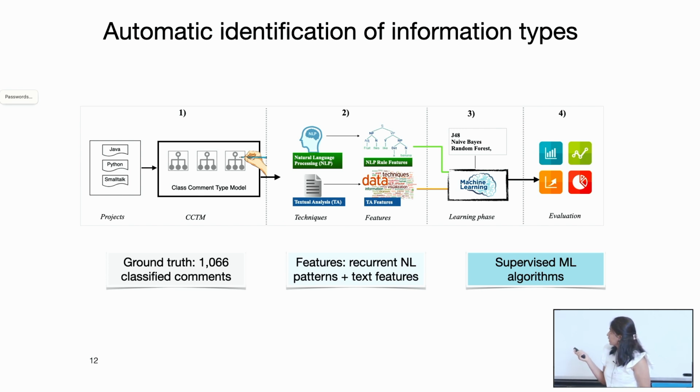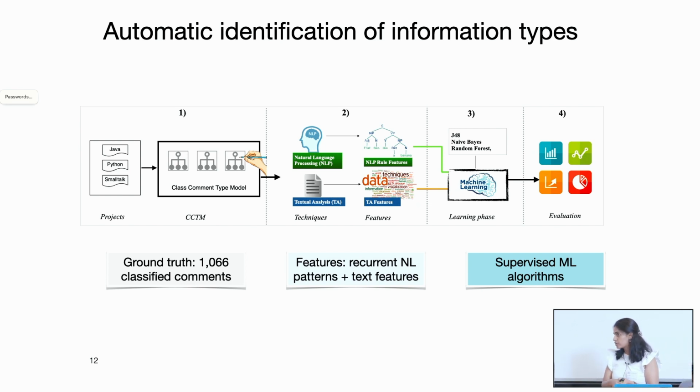We basically manually classified comments from all three systems. We prepared a taxonomy of the information types found. Then, based on this ground truth, we used some natural language processing techniques to extract features. Let's say if we want to identify a warning, how can we identify this from comments? We found that there were certain patterns which appeared again and again, like people saying, please don't do this, please don't write this. We could identify that this is a warning. Based on these patterns, and also on some frequent words, we prepared a feature set, and then we trained various supervised machine learning algorithms. Then we evaluated whether they performed well or not.